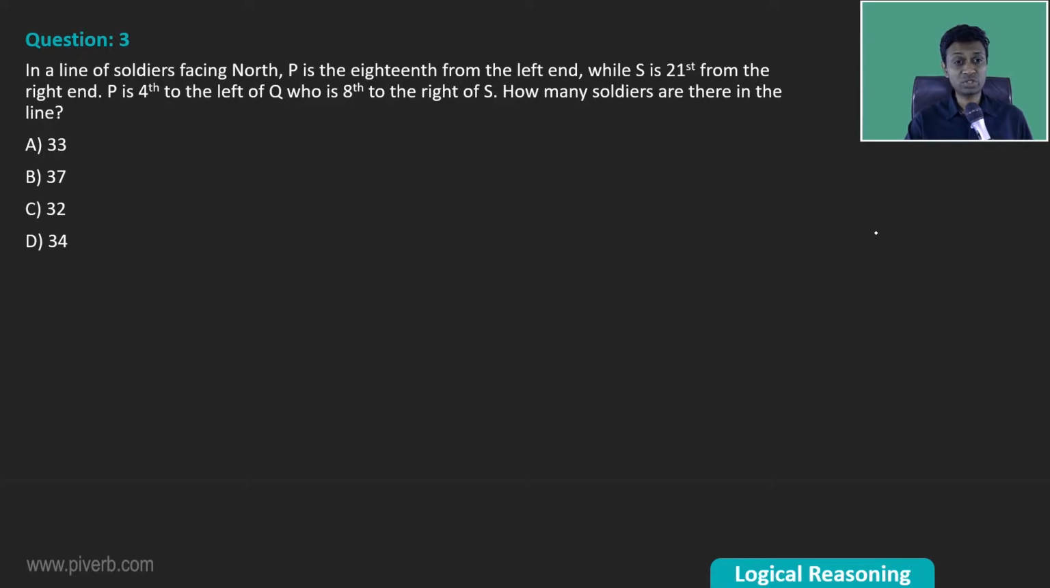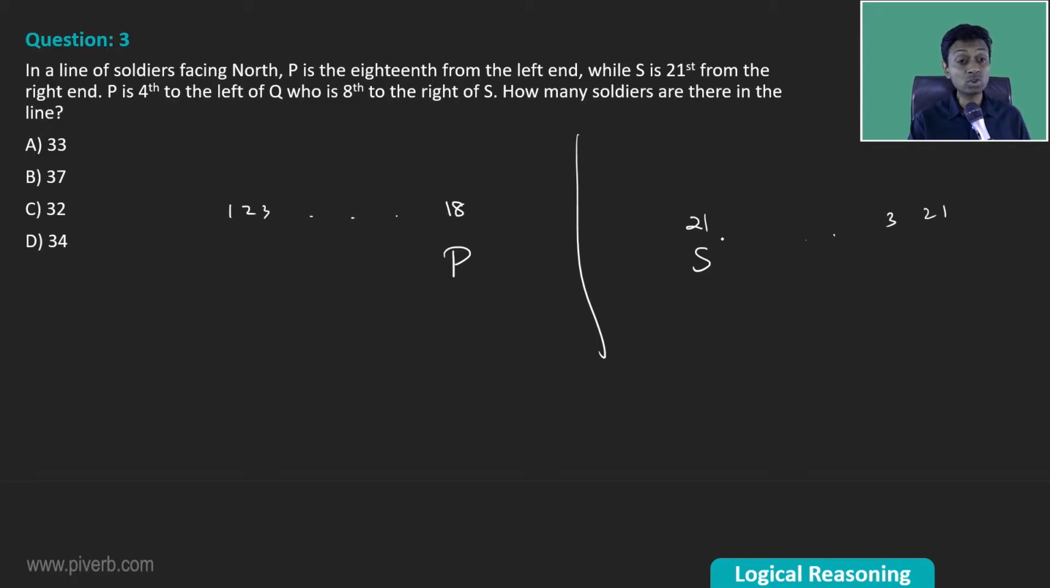In a line of soldiers facing north, P is 18th from the left. So 1, 2, 3, 18th from the left sits P. S is 21st from the right. 1, 2, 3, 21 is S. Remember, I'm not putting this together. 21 from the right could be to the left of 18th from the left. I'm putting two independent things.